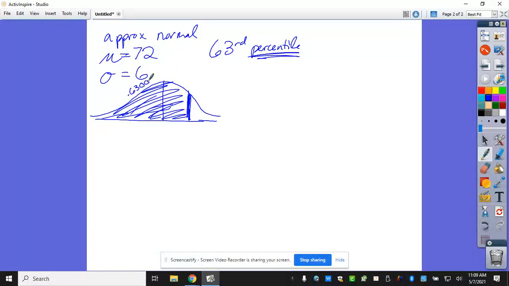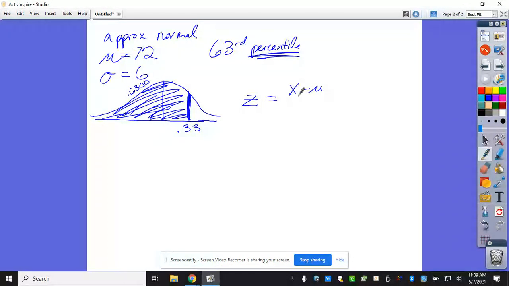So where do I look for that in my green sheet? Middle or outside? Middle. So I'd go middle, follow it out. Looks like 0.6293 is the closest to that, which is a z-score of 0.33. So now, I'm obviously not done at that point. That's my z.